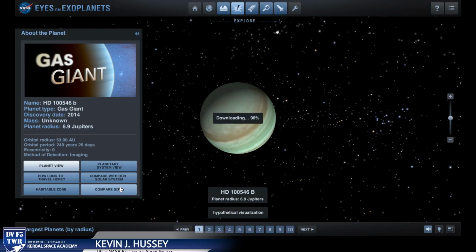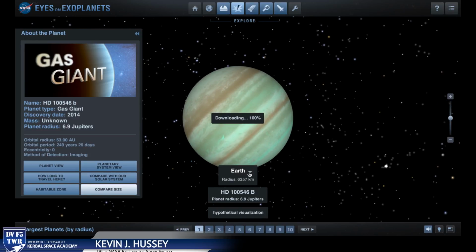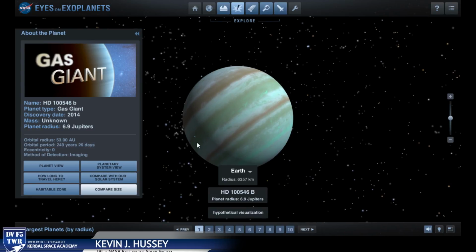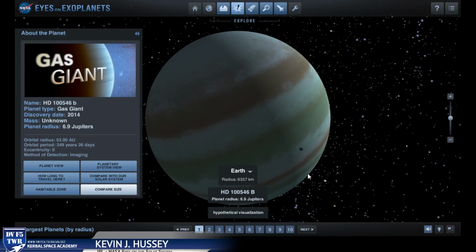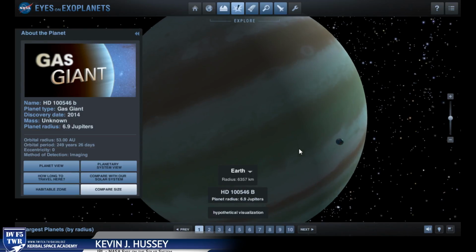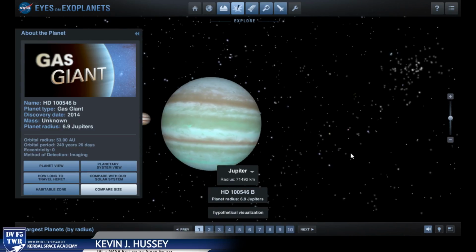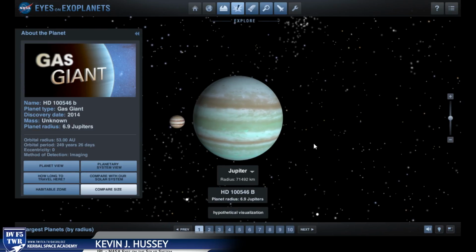Now, this one has the size data in there, so we can compare it. I'm going to compare it first to the Earth. Where's the Earth? It's right there. Whoa! It's that little dot. There's the Earth. Now let's put Jupiter next to it. This is our Jupiter versus that planet. Wow, one massive planet. A thousand Earths fit in our Jupiter. That's a big dude, right?